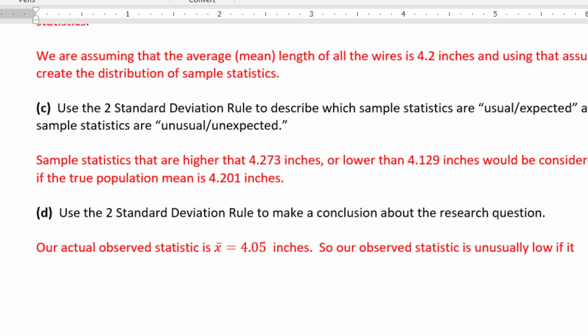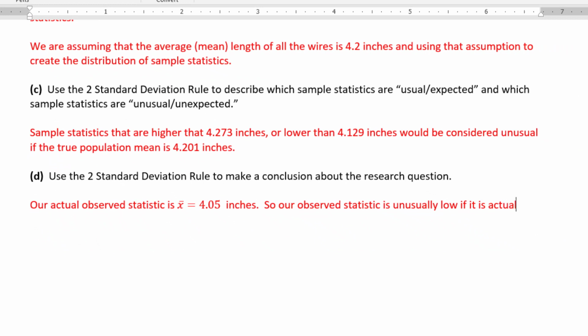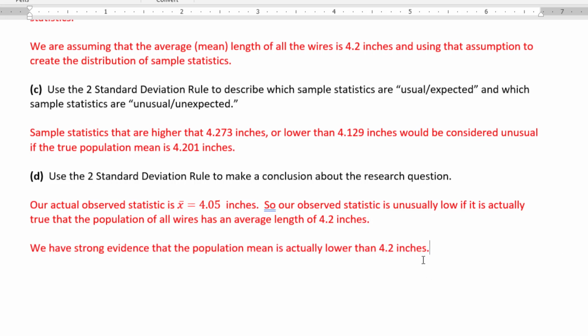So our observed statistic is unusually low if it is actually true that the population of all wires has an average length of 4.2 inches. So since our observed statistic is unusual, our conclusion is that we have strong evidence that the population mean is actually lower than 4.2 inches. So notice that means we're supporting the alternative hypothesis.